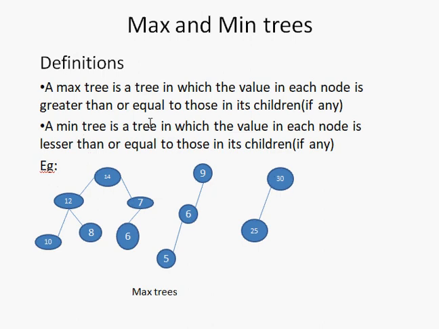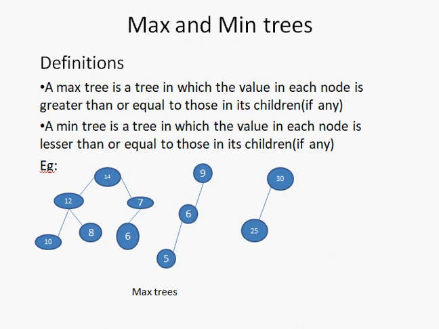Similarly, we define a min tree as a tree in which every node has a value lower than or equal to that of its children. So the node value will be lower, or it could also be equal to that of its children.